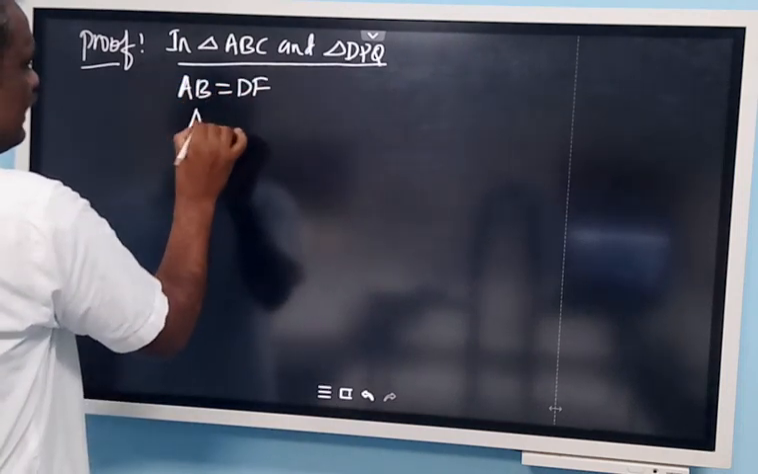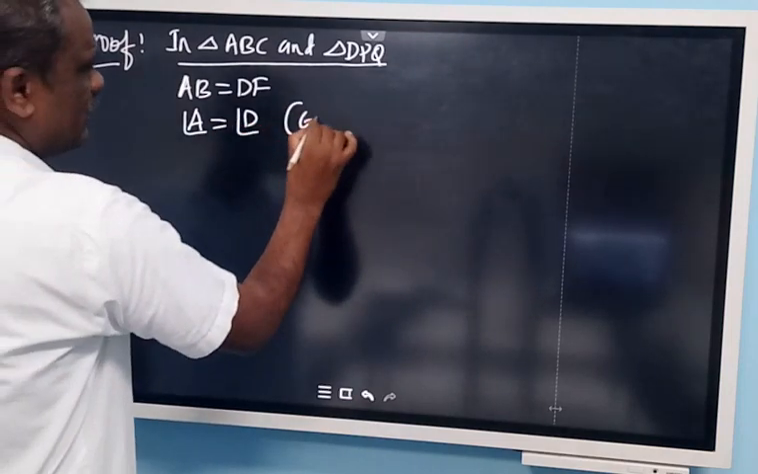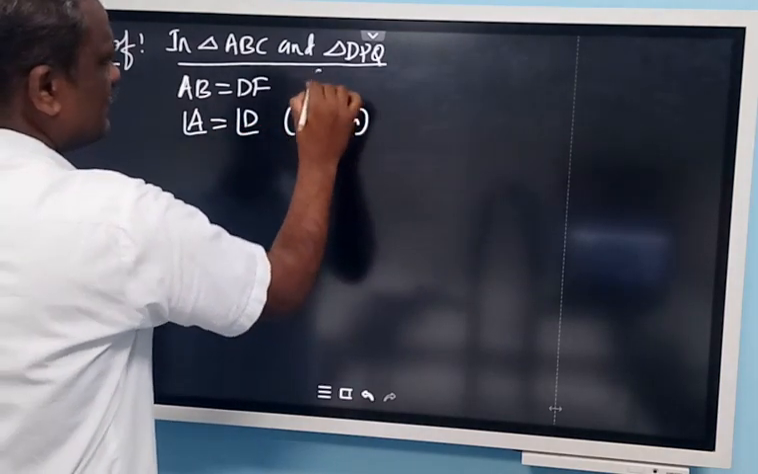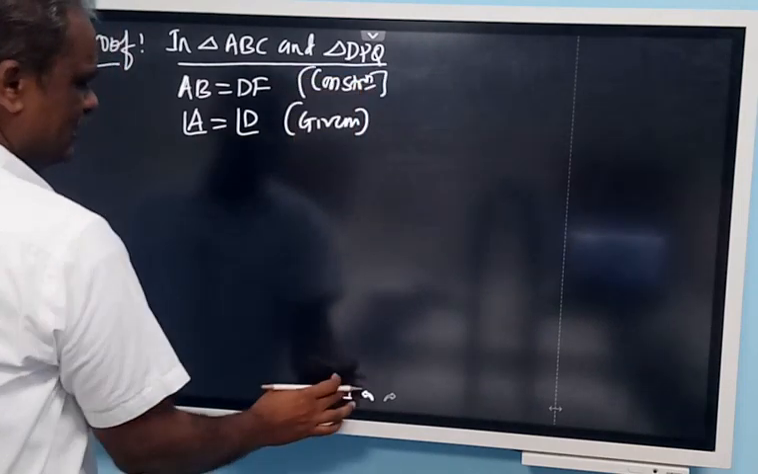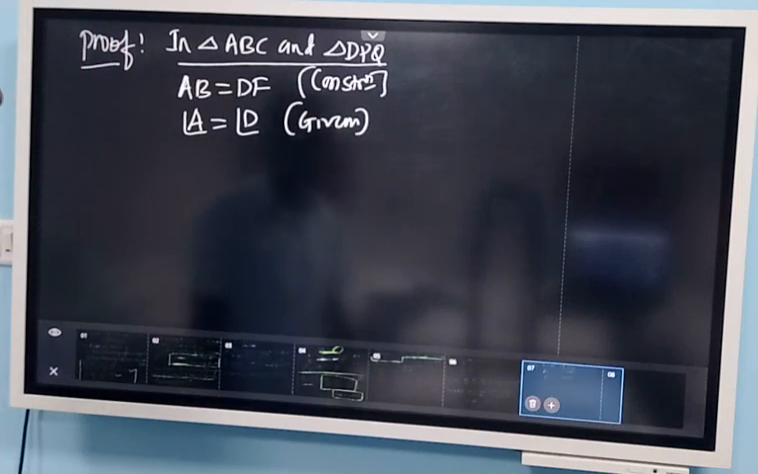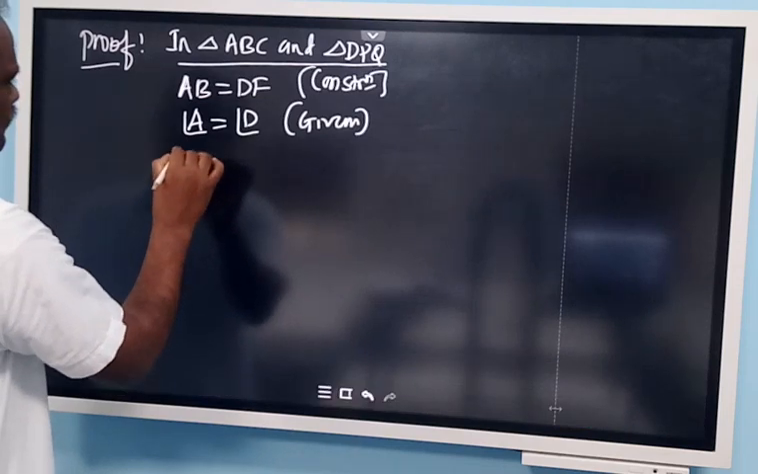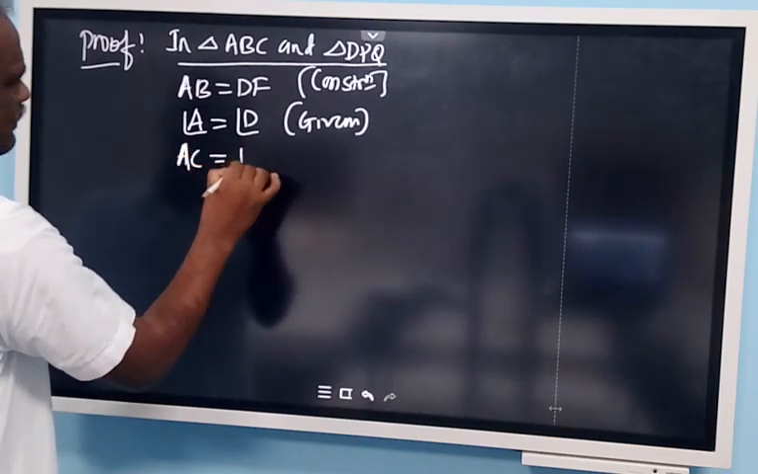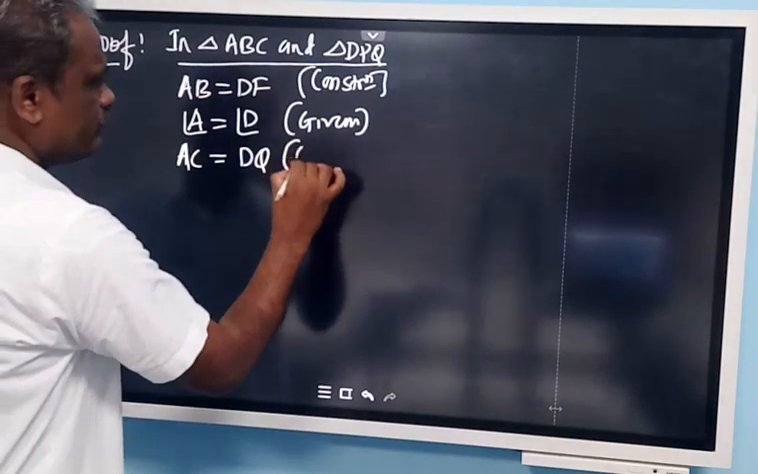Then angle A is equal to angle D. It is given. Corresponding angles are equal. Given. We have done it in construction. Then another one we have done in construction. What is that? AC is equal to DQ. So this is also a construction.